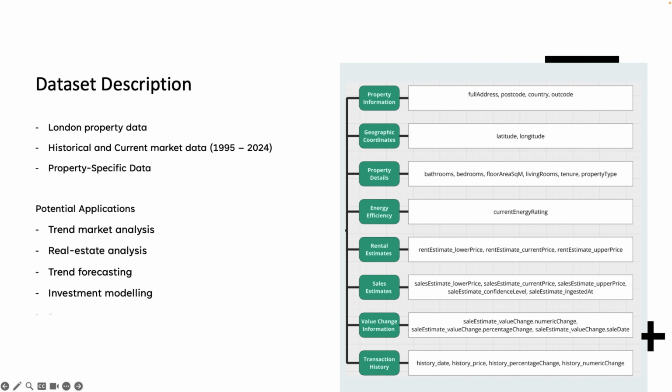So the data set that we chose was London property data, and this just showcases a comprehensive snapshot of London property sold between 1995 and 2024. So as you can see from the figure over here, it contains a mixture of both fixed attributes such as the location and the number of bedrooms, but also dynamic data such as the sales and rental estimates, and also the historical price changes. So the inclusion of the historical and current market data is useful for trend market analysis.